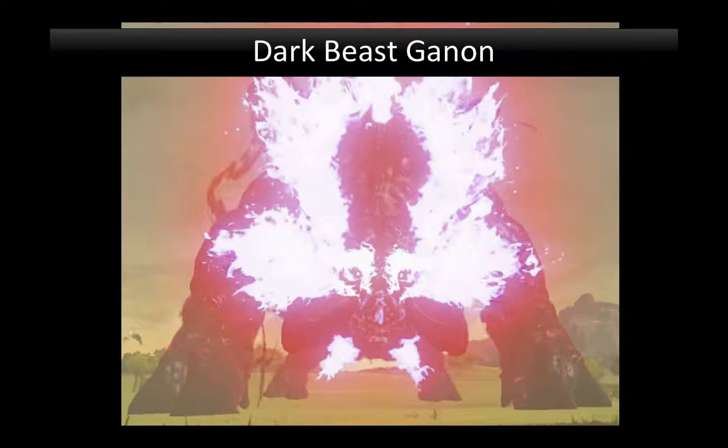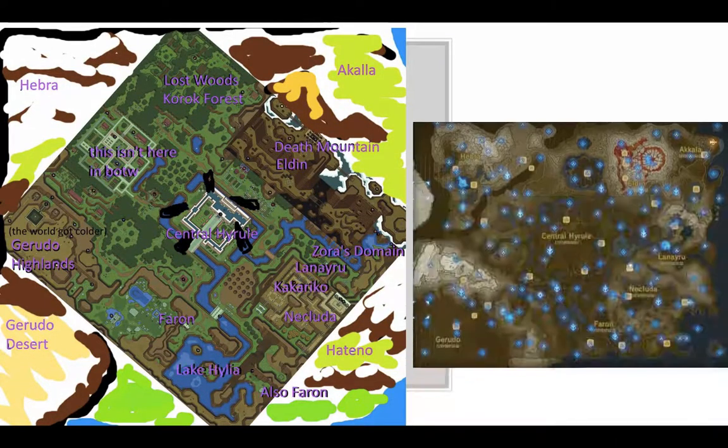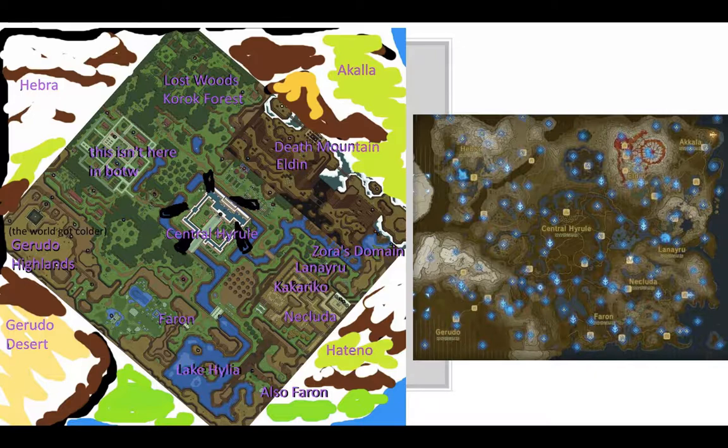But now let's get to another thing. It's the map comparison between A Link to the Past's map and the Breath of the Wild map. So if you take A Link to the Past map and rotate it to a 45-degree angle, it sort of, in a weird way, resembles Breath of the Wild's map somehow. And so I can see how, because Lake Hylia, which is this lake right here, is in a similar location to Lake Hylia from A Link to the Past.